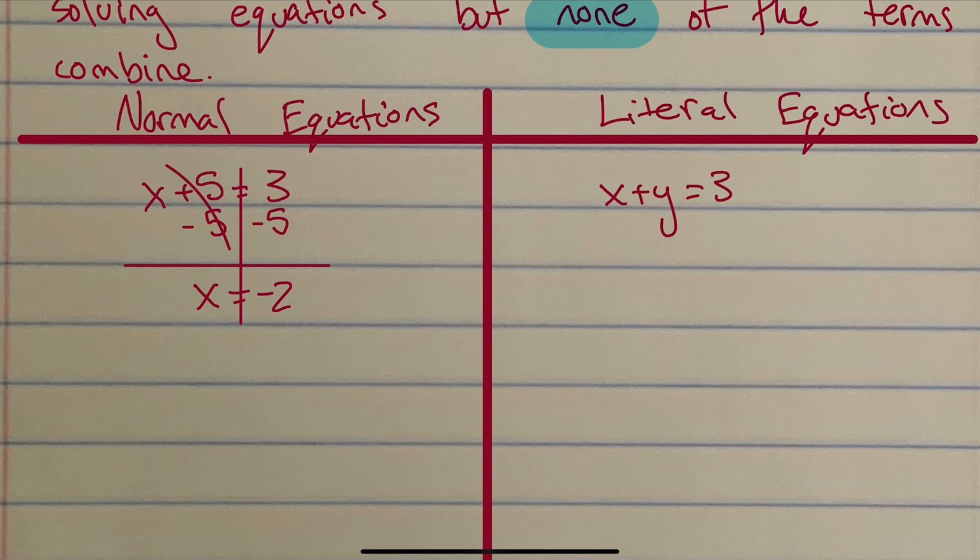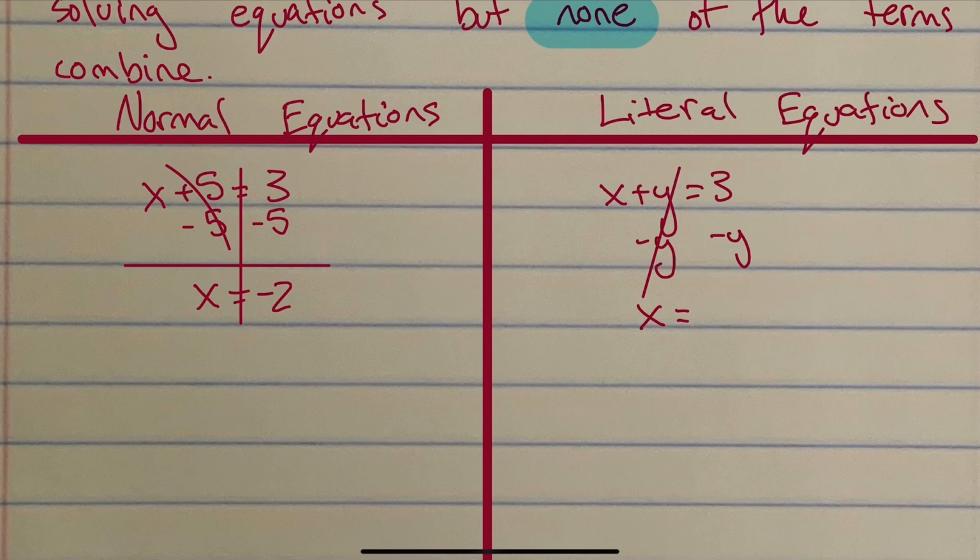So doing the same thing, opposite operation. I see y is being added, so I want to subtract it from both sides. All right, so when we do that, these y's will become a 0, just like the 5's did. That's going to leave us with x equals, and then the problem. Okay, so we see 3 minus y.